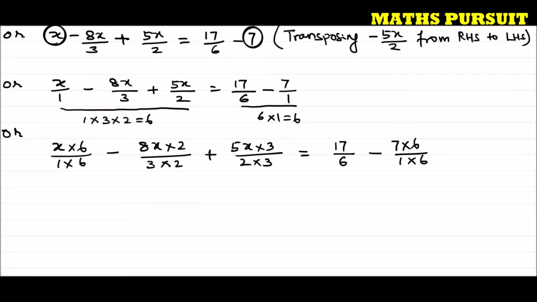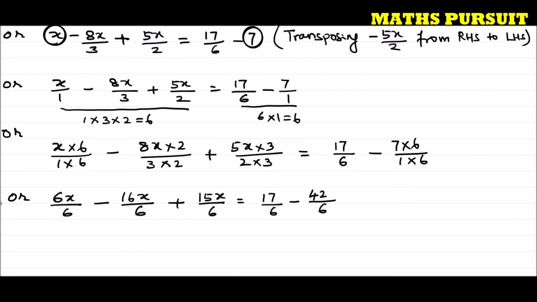Now let us solve it. Or I can write 6x upon 6 minus 16x, 8 into 2, 16, 16x upon 6 plus 15x, 5 3s are 15, 15x upon 6 is equal to 17 upon 6 minus 7 into 6, 7 5s are 35, 7 6s are 42, 42 divided by 6. Hope guys I'm very clear till here. Now you could see we got the denominators equal. So it would be very easy to solve this now.